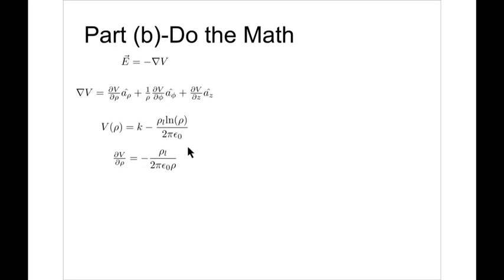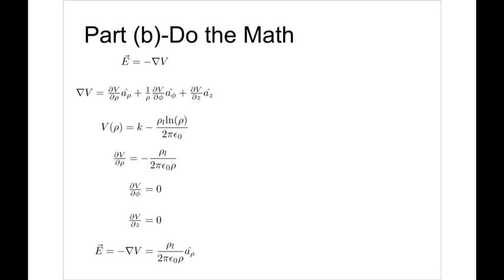You get this as a result, and this should ring a bell if you've gone over electric field for an infinite line of charge. The other two derivatives will simply go to 0 because this equation does not depend on phi and z. Putting this term and this equation together, we find that E is equal to rho L over 2 pi epsilon naught rho in the a hat rho direction. So this is exactly how you might have thought it would be, because of course this is the electric field for an infinite line of charge.